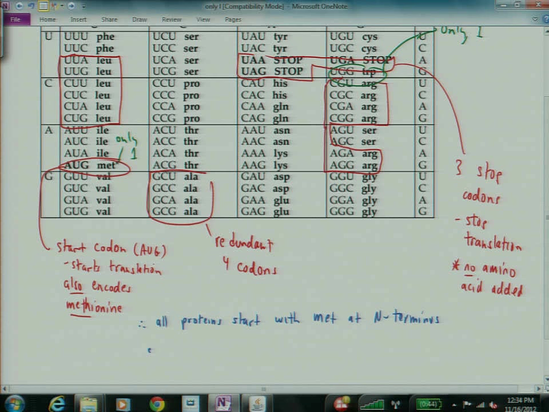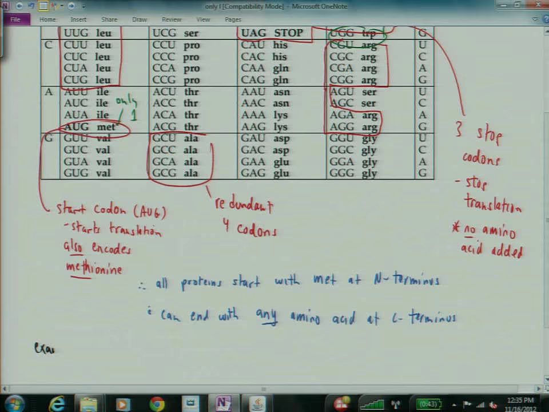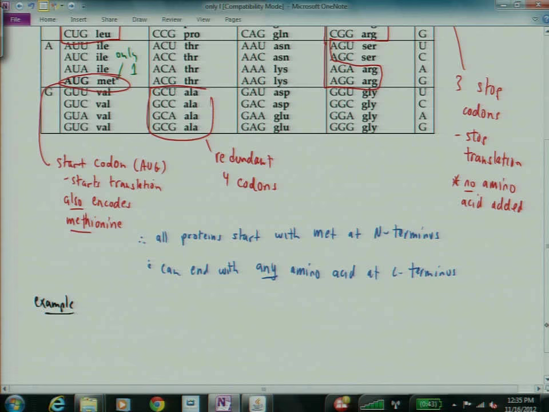Okay. That's kind of big, so I want to make sure there are no questions about that. But it's a direct consequence of the way the code works. I want to draw a little cartoon of this process, and then I want to do an example, because that's the best way to really make sure that you understand what's going on. So here we go. An example. A simple gene.